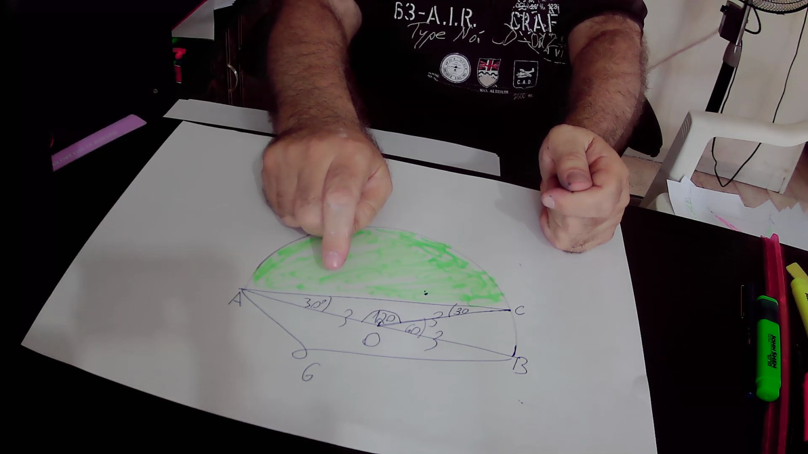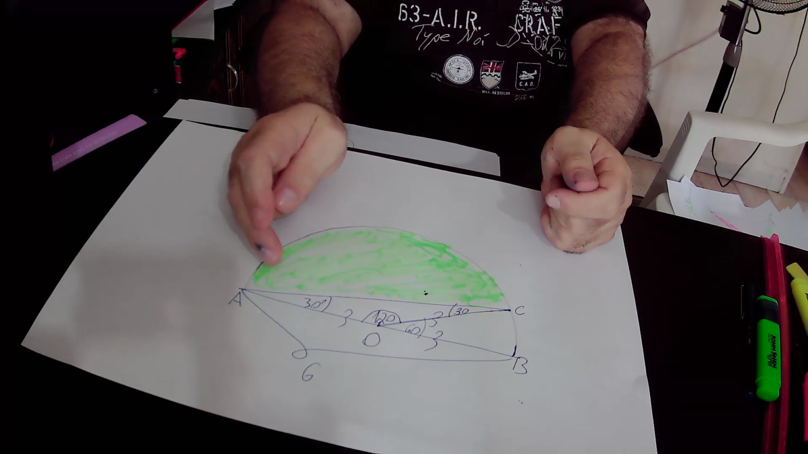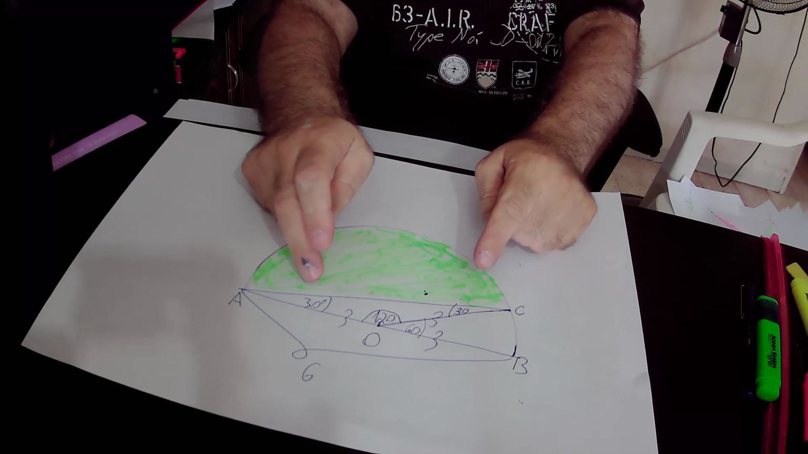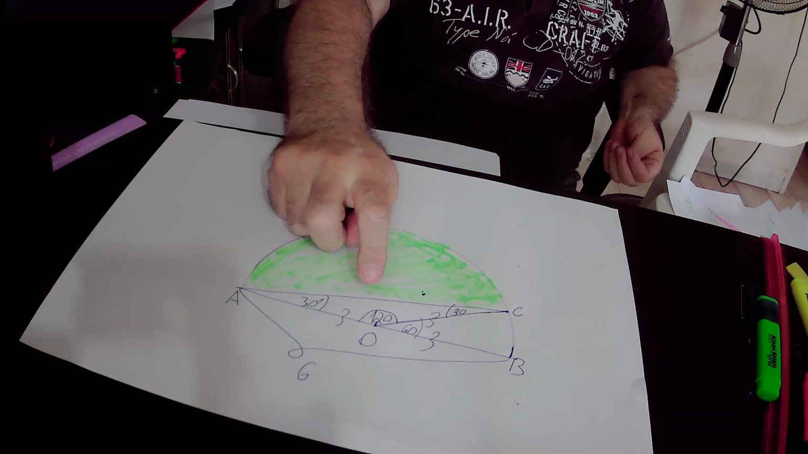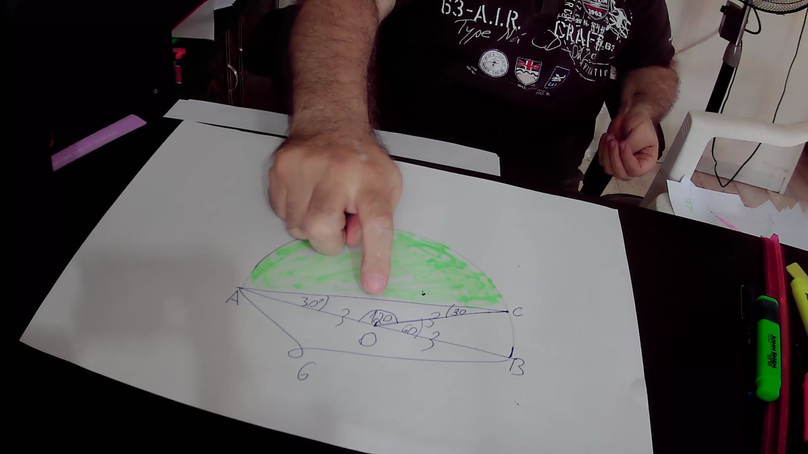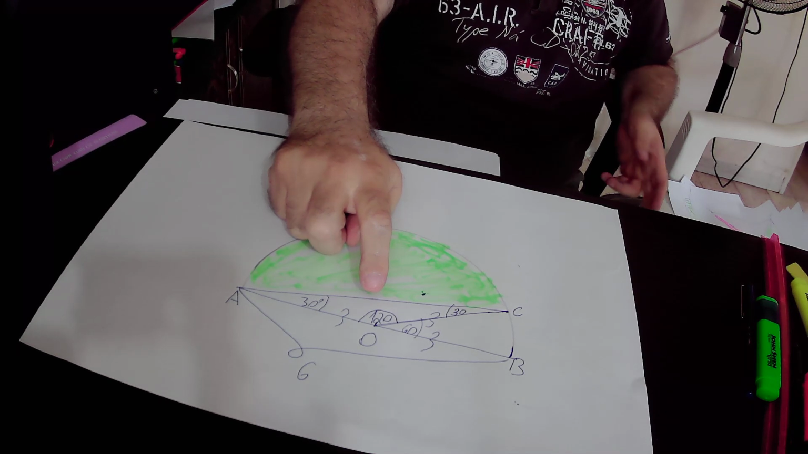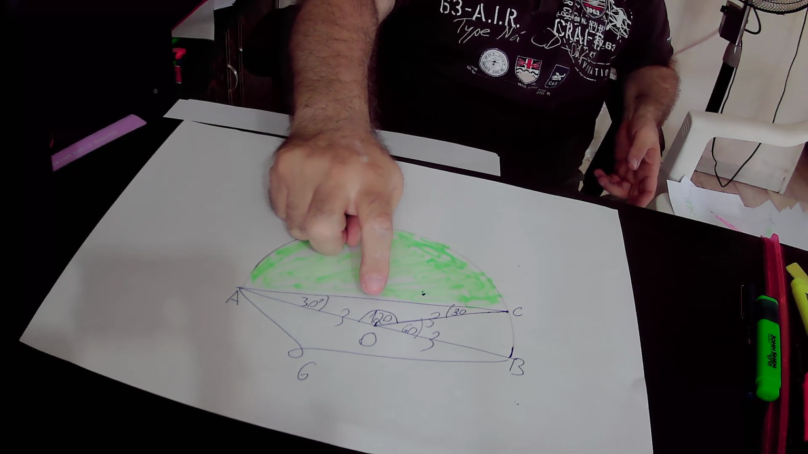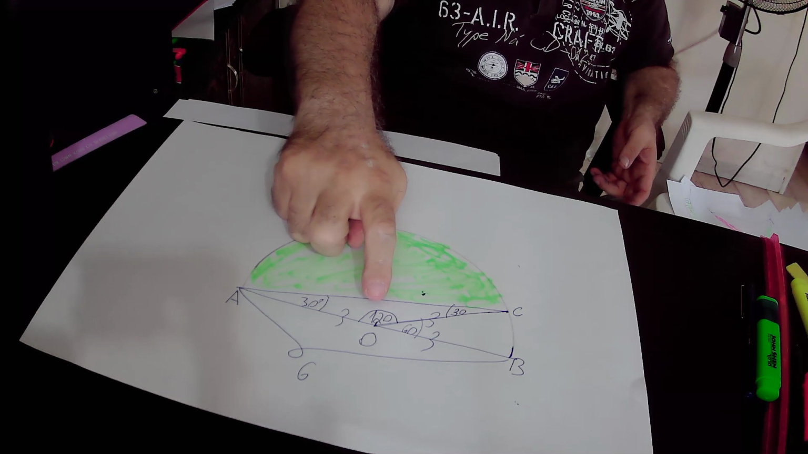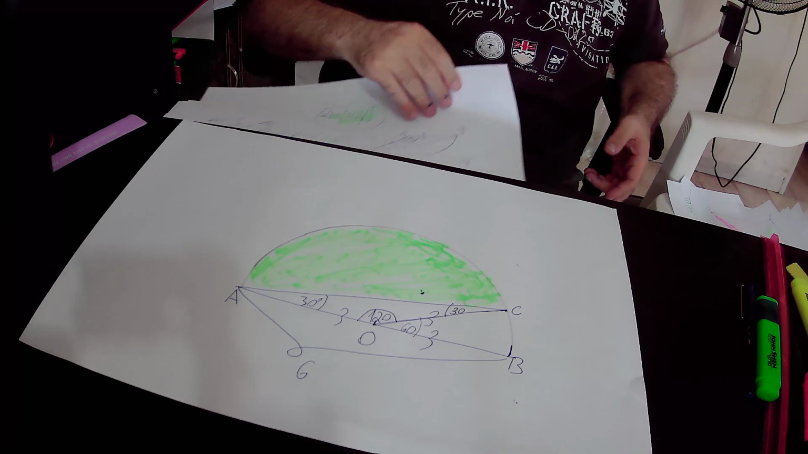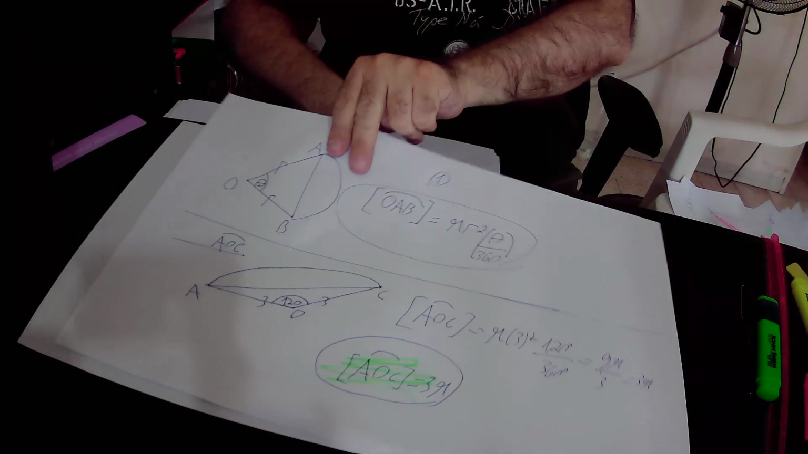So inside triangle AOC, the sum of those two angles is 60 degrees. Plus the third angle, in total they must equal 180 degrees, according to the rule that the sum of the angles in any triangle is equal to 180 degrees. So the missing angle must be equal to 120 degrees. Then I presented to you a new formula for the area of any sector.